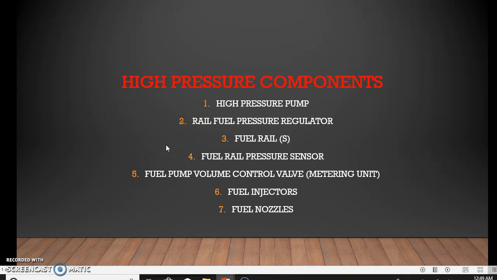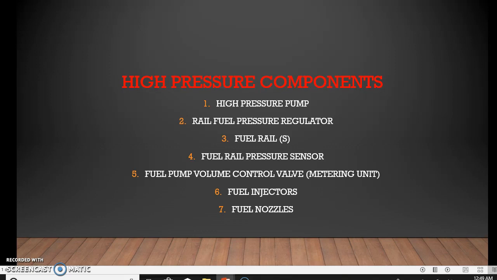Your fuel rail pressure sensor on common rail diesel systems, on the fuel rail itself, there will be a high pressure sensor there. The computer uses that information as well to determine the right amount of injection for varying load and engine speeds. Your fuel pump volume control valve, and this is again your main metering unit to the high pressure pump, right, on the common rail diesel system.